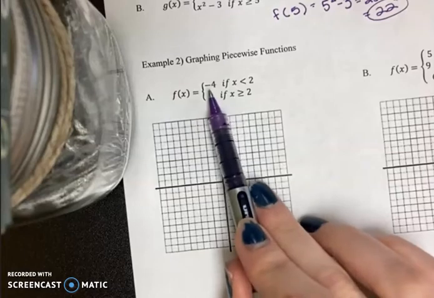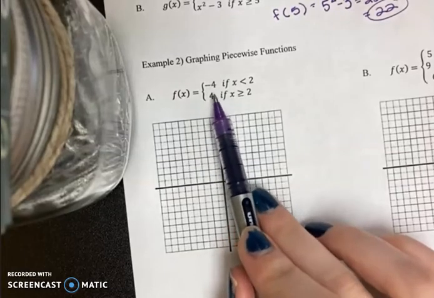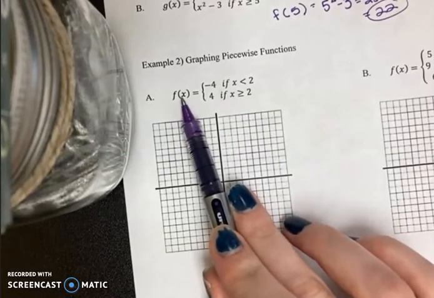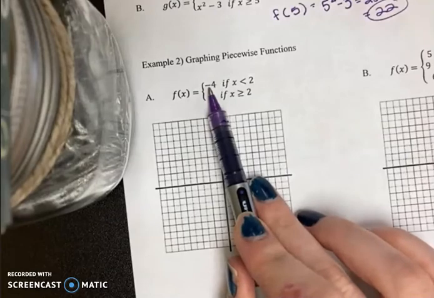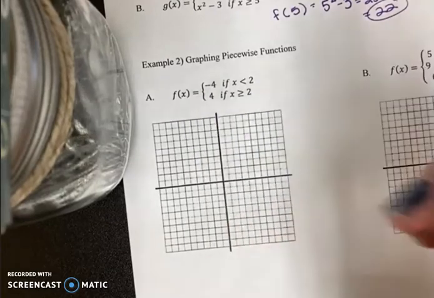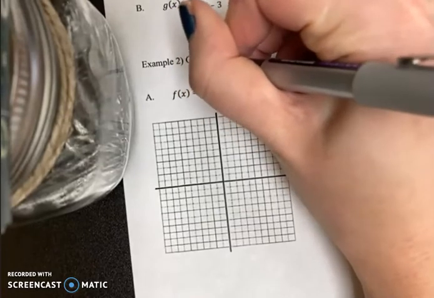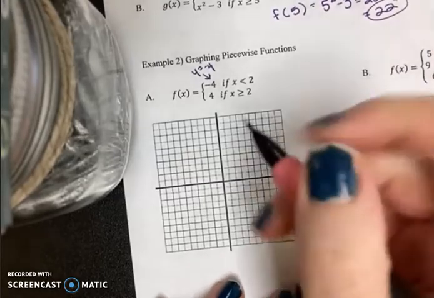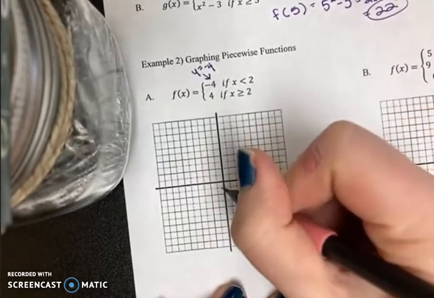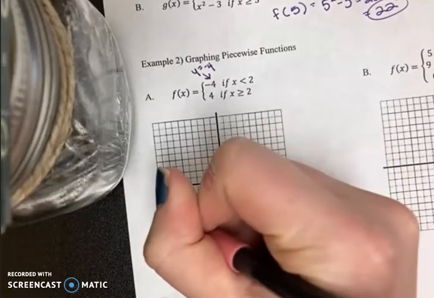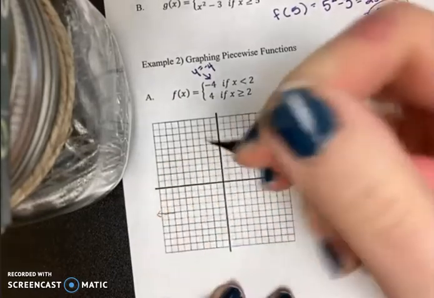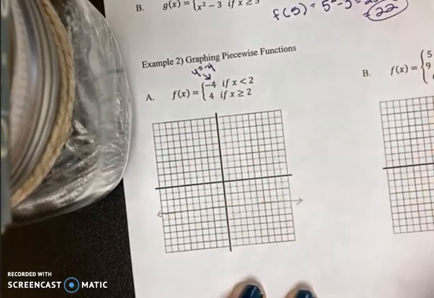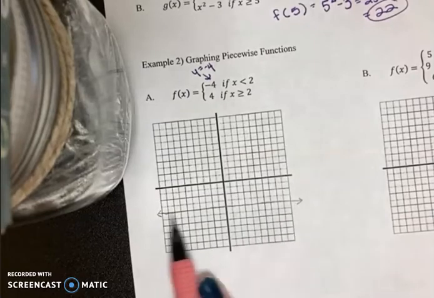For part A, we have 2 different functions for 2 different domains. The first one is f of x equals -4. F of x just means y, so really this is saying y equals -4. I'm just going to write this in pencil. You don't have to draw this part unless you want to. But y equals -4, 1, 2, 3, 4. You go down 4 and draw a horizontal line. So this is y equals -4.